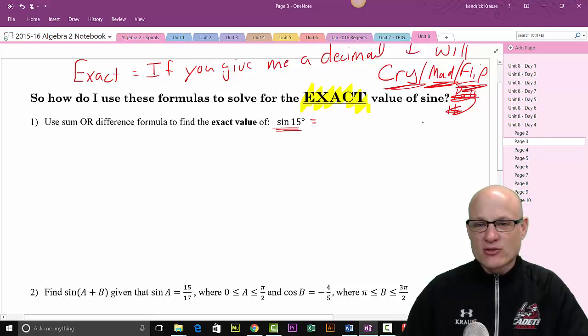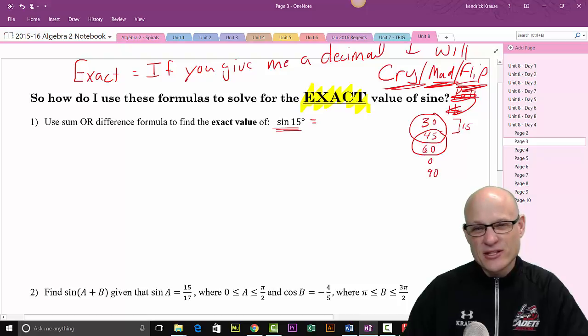Well, let's think about the angles we like. We like 30. We like 45. We like 60. We like 0. We like 90. Can I make 15 with any of these? Oh, yeah, you can. I'm going to use these two. Either case, aren't these 15 away from each other? Isn't the difference of these 15?